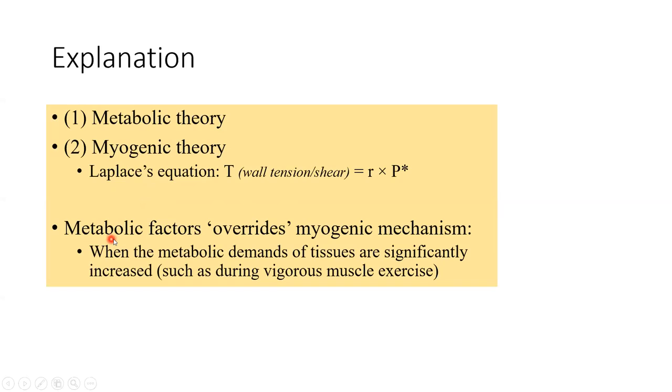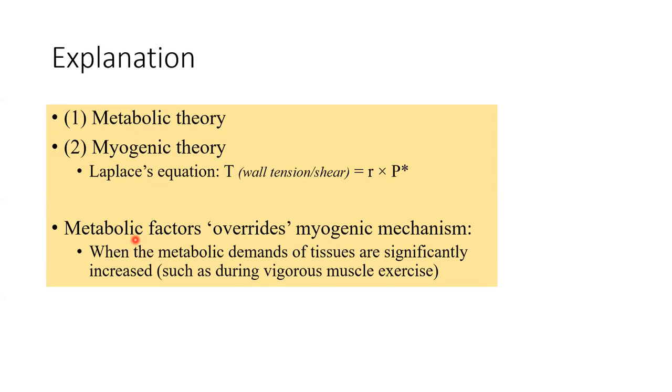Okay, now it's a very important point here. When the tissue goes into a high metabolic rate, and say for example a skeletal muscle goes into vigorous exercise, metabolic factors tend to trump myogenic mechanisms. So metabolic factors, the production of those vasodilators, basically dominate the myogenic mechanisms and just override it. And these are the ones that dictate the vasodilation of this vessel.